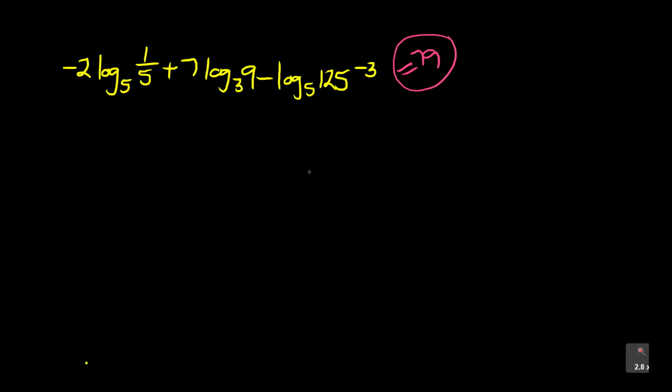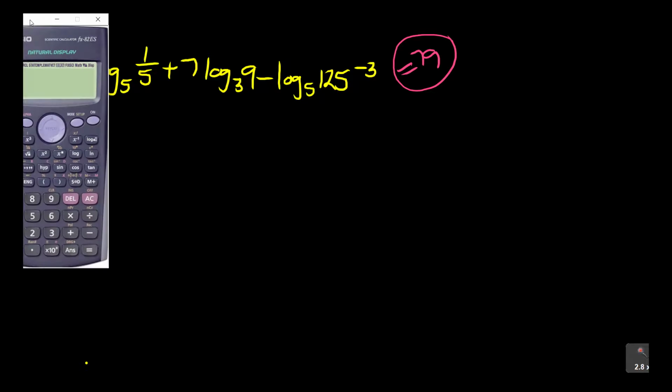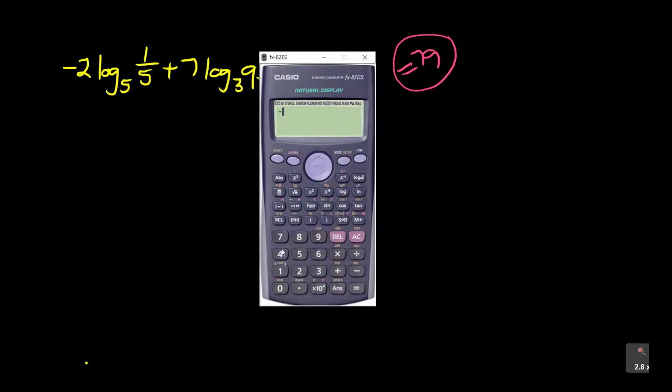So let's work towards that 79. How do you go about that? Okay, by the way, I wanted to show you the importance of brackets. Look at this. If I say to you negative 2 log base 5, and then I say here 1 over 5. See, I didn't put any brackets. Equal to, I'm getting a 2. Let me put a bracket here like this, like that. I'm getting a 2. Okay, it's the same. Let's try the other one.